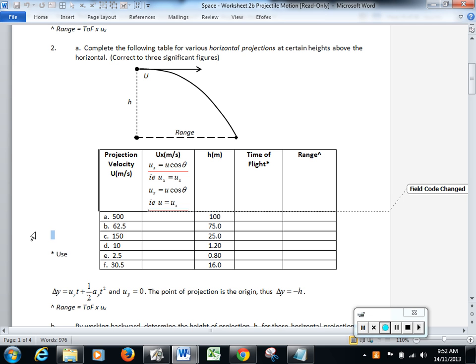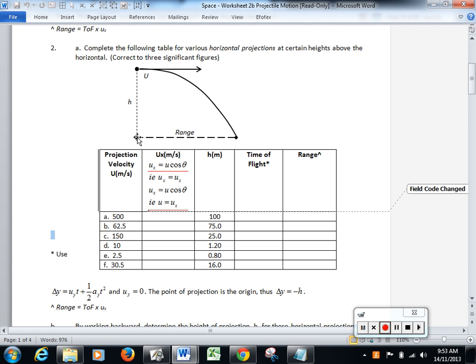So let's go through here. Number 2 says complete the following table for the various values of horizontal projections at certain heights above the horizontal. So this H here is the height above the ground.